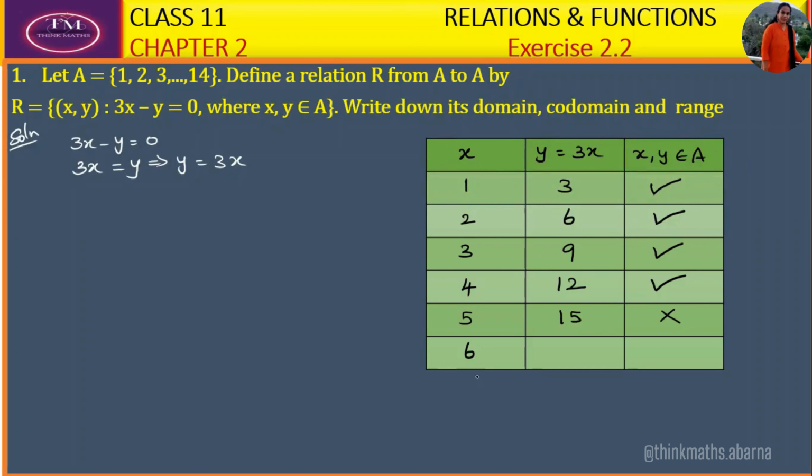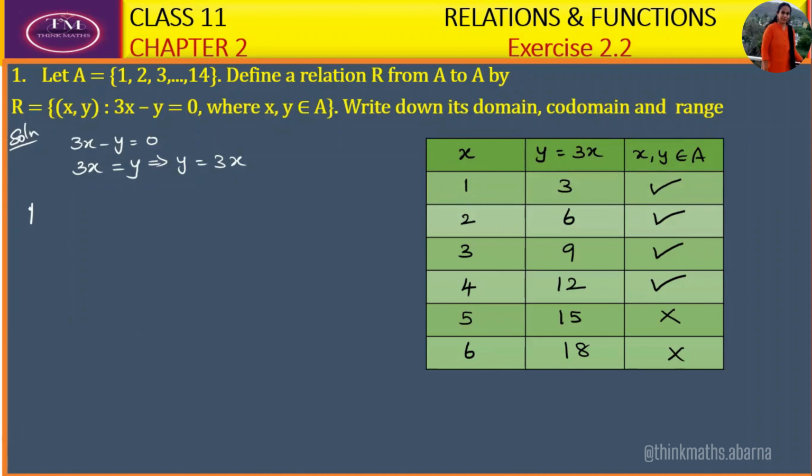Next you take 6. 6 into 3 is 18. Is 18 in A? No, so it is not in A. After this, the values keep increasing beyond 14, so we cannot take 7, 8, 9, 10, 11, 12, 13, 14. From x equal to 5, the y values go beyond 14, so we will take only up to 4. Understood?